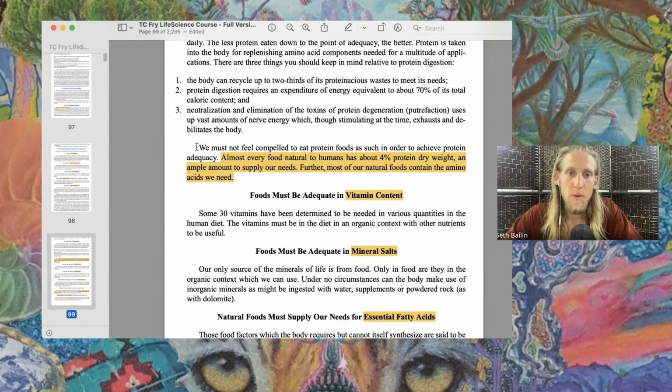This is important. We must not feel compelled to eat protein foods as such in order to achieve protein adequacy. So we don't need to eat overt proteins like nuts and seeds, meat, cheese, eggs in order to reach these needs, because every food natural to humans has about 4% protein dry weight, an ample amount to supply our needs. Furthermore, most of our natural foods contain the amino acids we need.